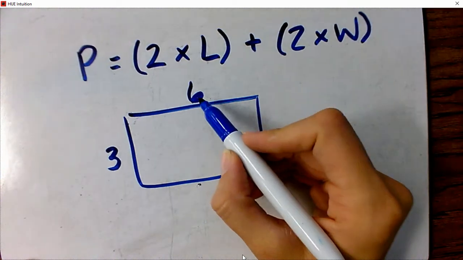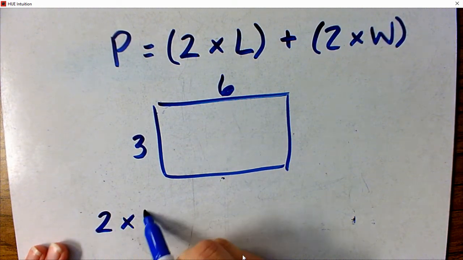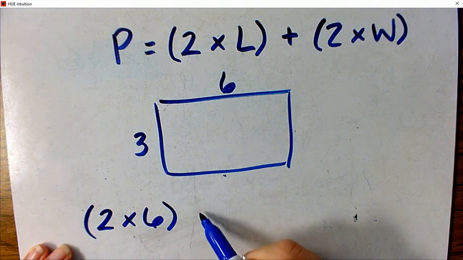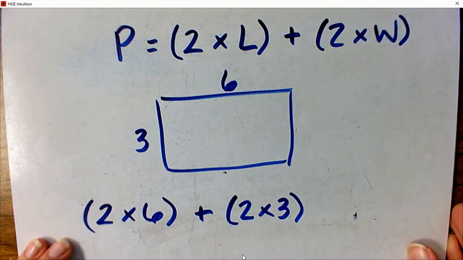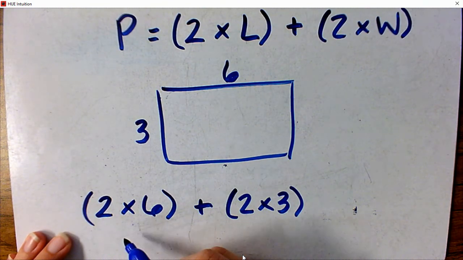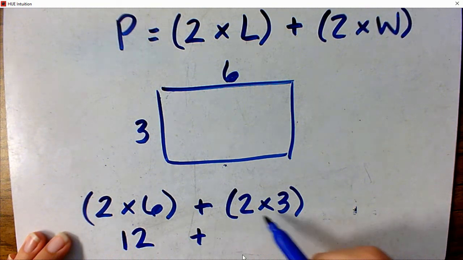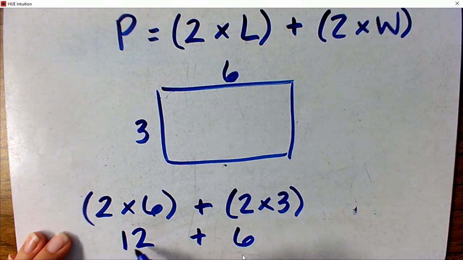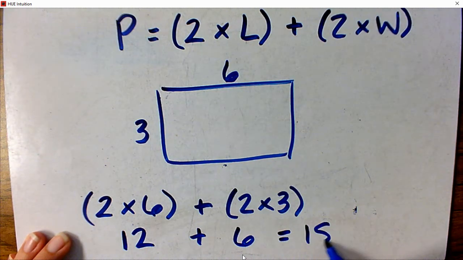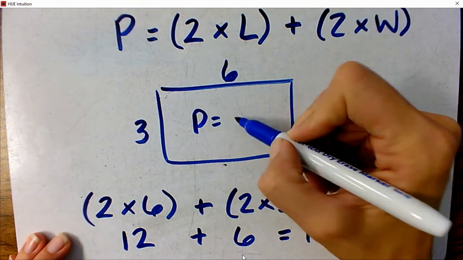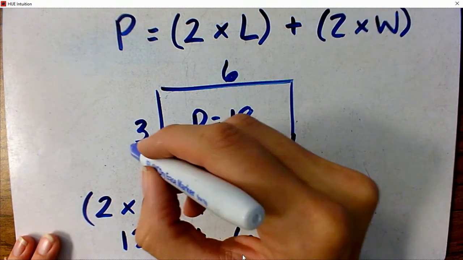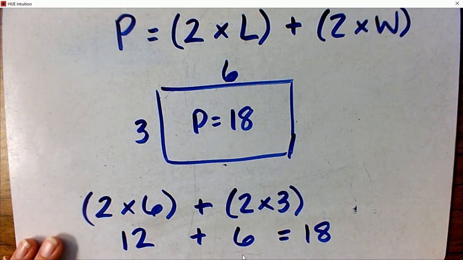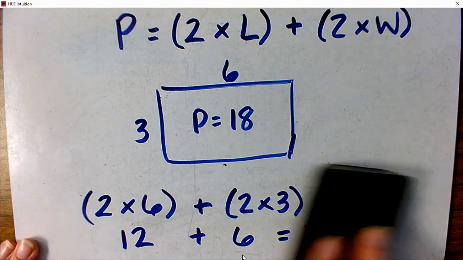So the length is 6, so we can think about 2 times 6. The width is 3. So we'll think about 2 times 3, and then we'll just add them together. 2 times 6 is 12, and 2 times 3 is 6. And when I add them together, I get 18. So this rectangle has a perimeter of 18. And instead of just adding up all the sides, I tried doubling the length and doubling the width, and then adding them together. Now, let's take a look at a formula we can use to find area.